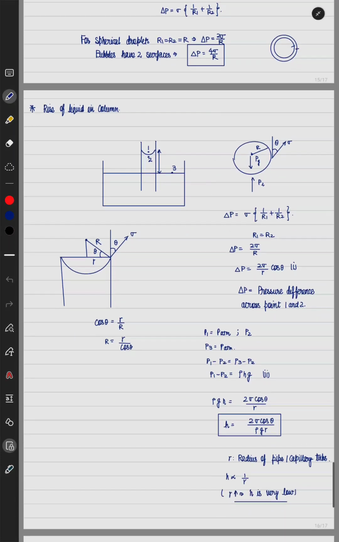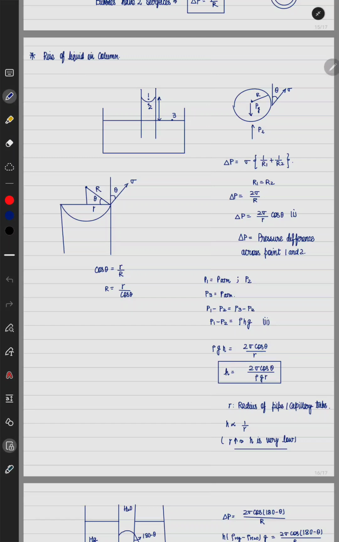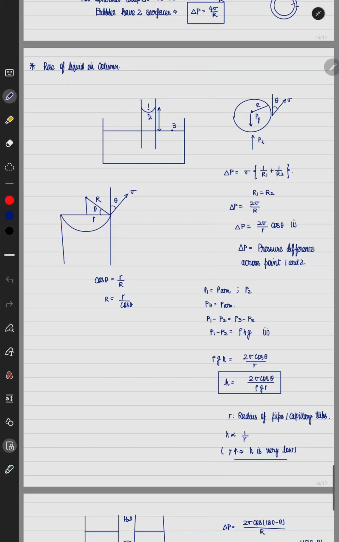After that, we introduced the concept of rise of liquid in column, in which we used the concept of surface tension that we discussed earlier. One concept here I would like to explain, which I forgot to mention in the last class, about surface tension. I am just trying to explain why the rise of the liquid happens in the capillary. Suppose this is the surface and this is a capillary which is introduced in the liquid. This is the bulk liquid.